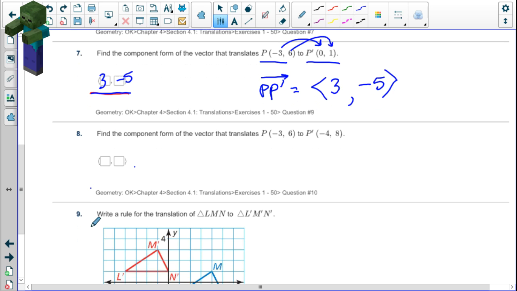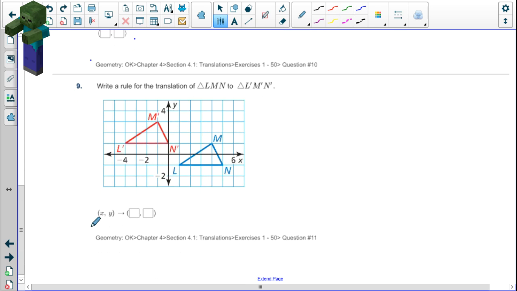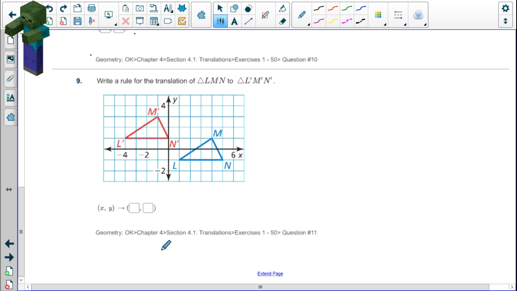Okay, so let's look at number 9. Number 9 is also wanting you to write the rule, but this time it's not the vector, it's the coordinate rule. What is the coordinate rule? It's very similar, just a different way to write it. As we look at this, we're going to look at how it changed. Remember you go from the pre-image to the image. So you start at the M, and how did we change it to end up at M prime? M is the first, M prime is the second.